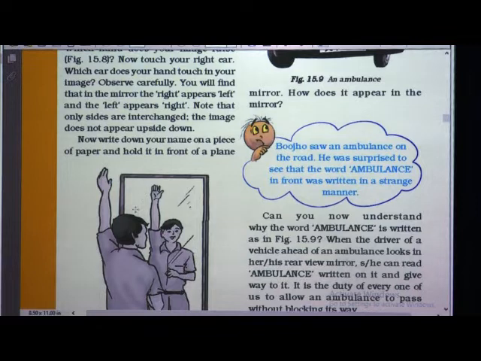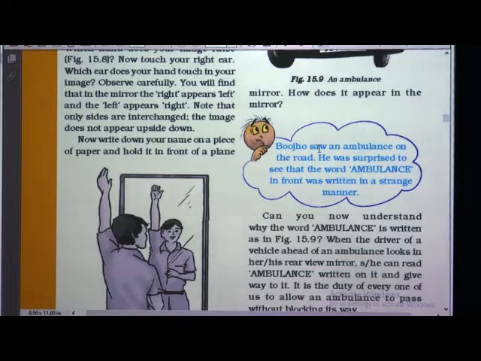It means the left side you see in the mirror is on the right, and the right side you will see at the left. Only this change you can see. The image does not appear upside down. So what does it mean? Whatever image is formed in a plane mirror will change only the left side to right and right side to left, but not the upside to the down and not the downside to the up.